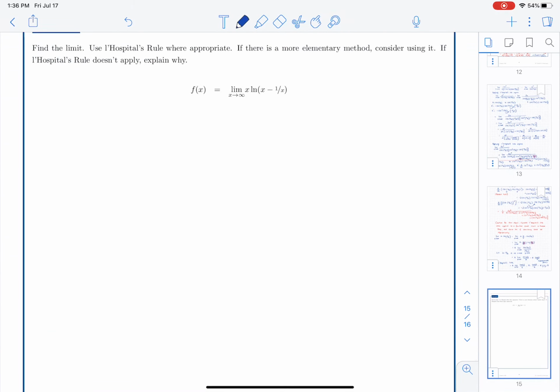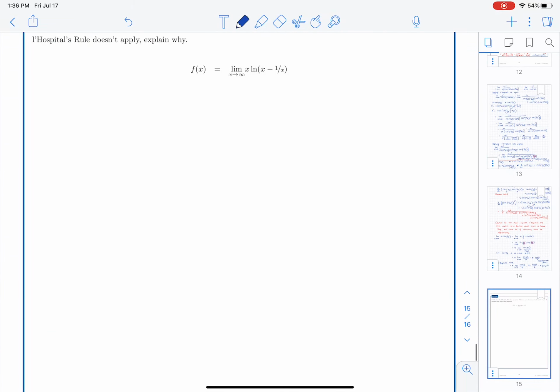So here is another example where we have limit x approaches infinity, x times ln of x minus 1 over x.